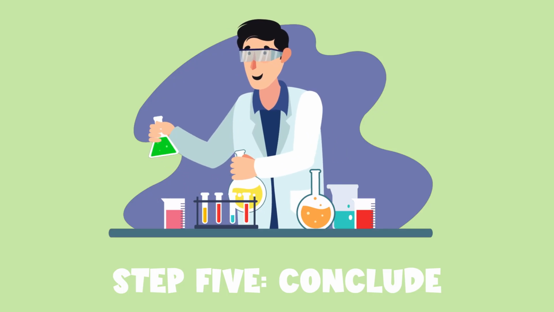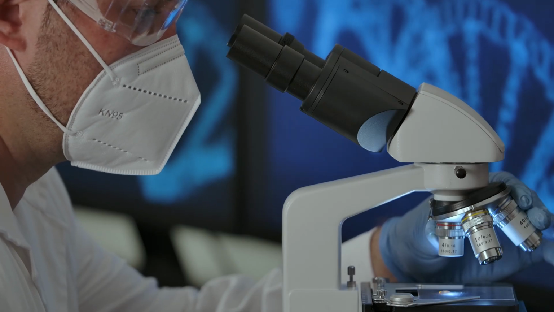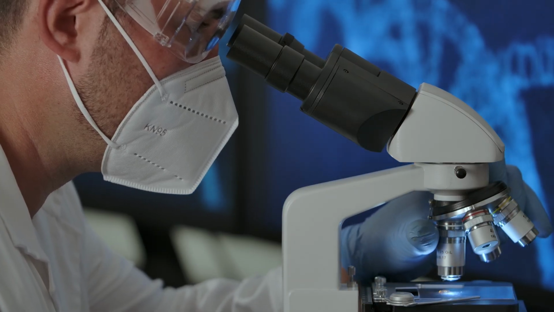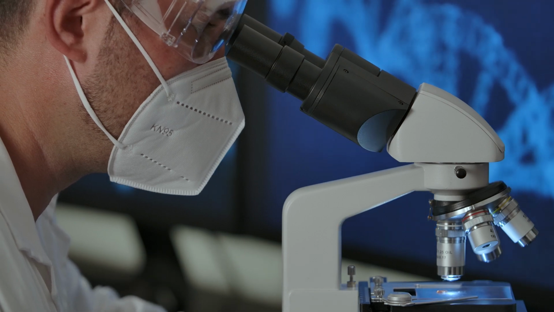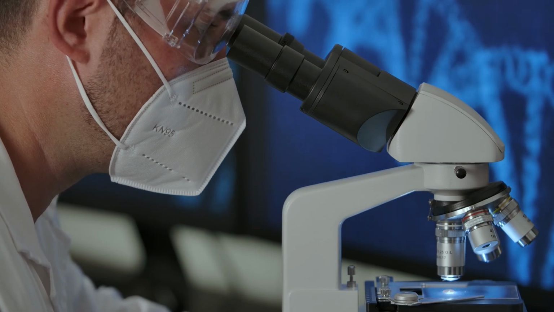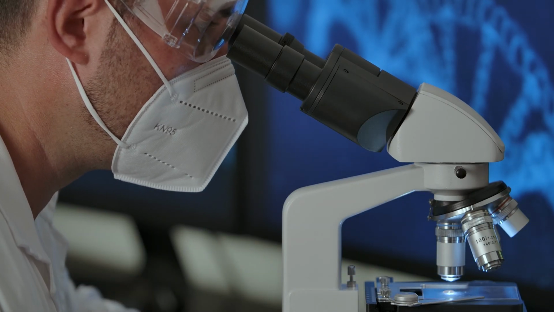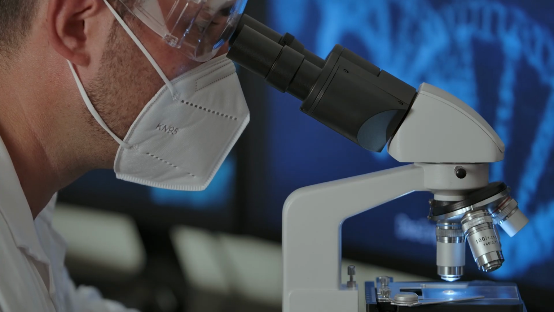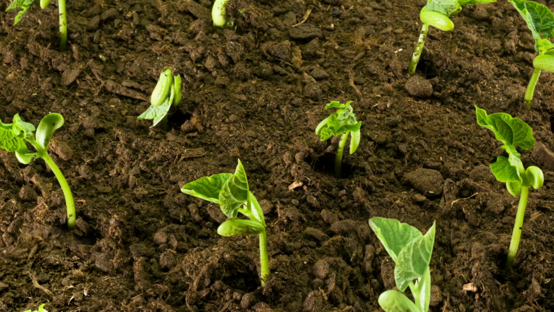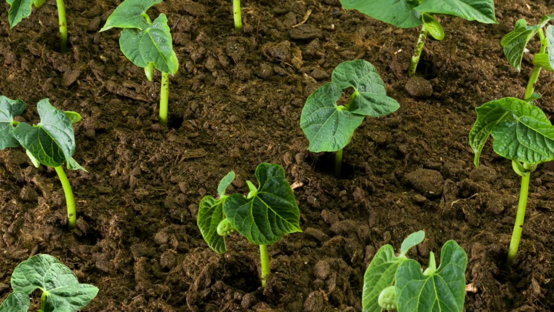Step 5. Conclude. When the testing and observing are complete, it is time to analyze the information. Scientists look at their data and ask, does the evidence support the hypothesis, or does it point to a different answer? If the hypothesis was correct, that is good news. But it is also fine if the hypothesis was wrong. Even incorrect predictions are valuable because they still add to scientific understanding. In our bean plant example, the conclusion might be the beans grew tallest in loamy soil, not sandy soil, which means the hypothesis was partly correct.